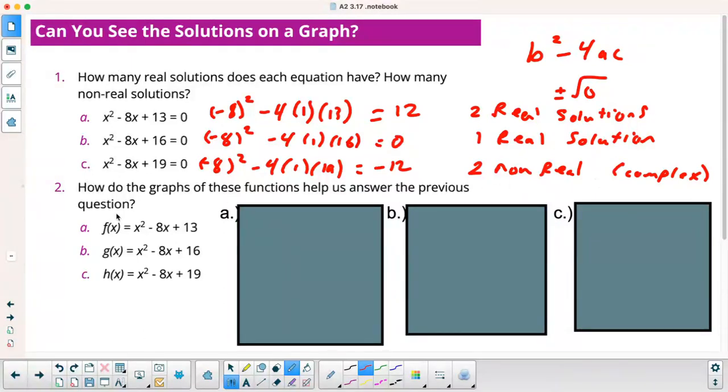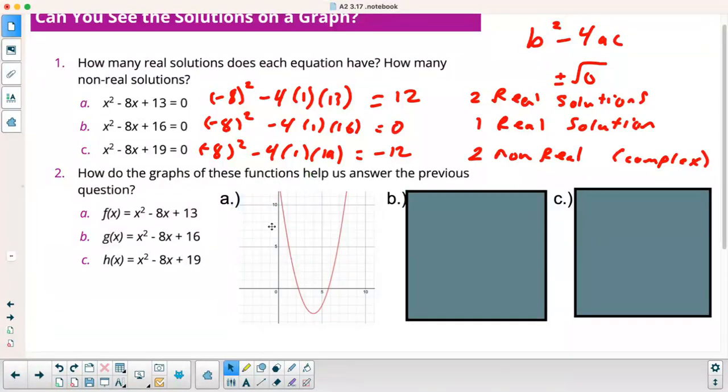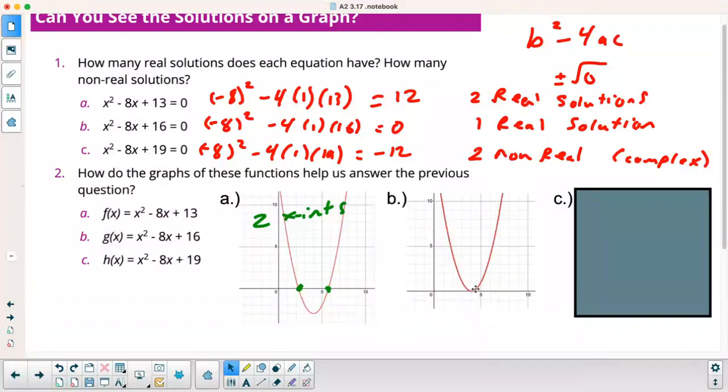All right, so the graph. I kind of already led into this. The first one, if I have two real solutions, I should have two x-intercepts. So for this one, you see here, I have my two x-intercepts. Okay, so I'm going to write two x-intercepts. This one has one real solution, so I should have one x-intercept when I look at my graph, which I do. Okay, so there it is.